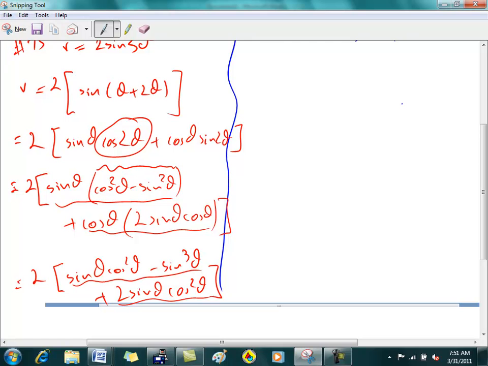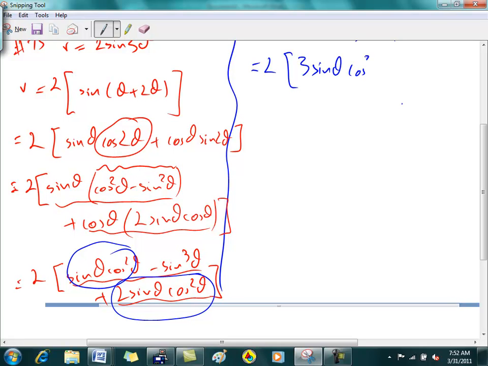Okay, everybody see the distribution stuff there? Can I combine this term and this term? Can I combine those two? Aren't they both the same? Sine theta, cosine squared theta. So then this is equal to 3 sine theta cosine squared theta minus sine cubed theta. Sorry, what was that, Ian? And remember, this is all r on one side, right? You guys with me on that?